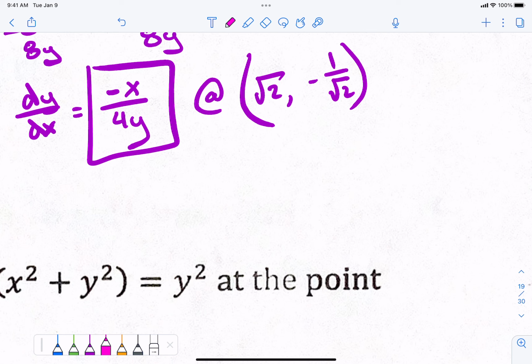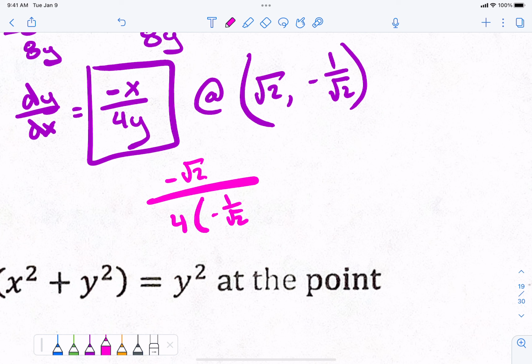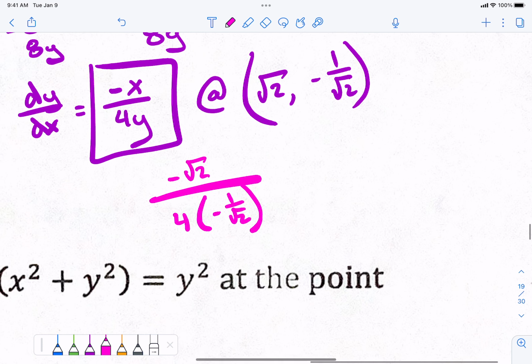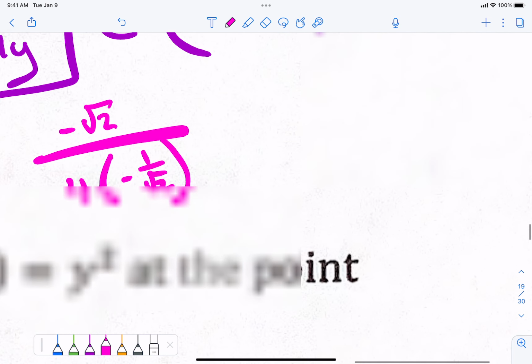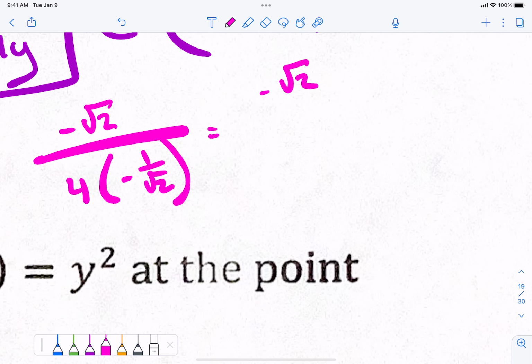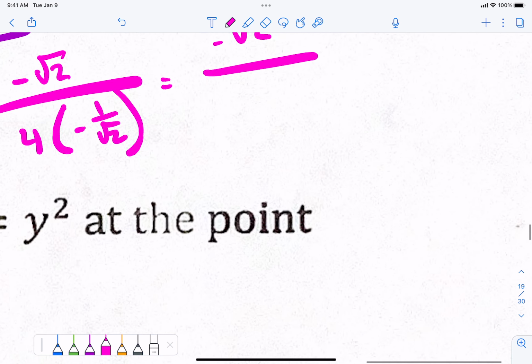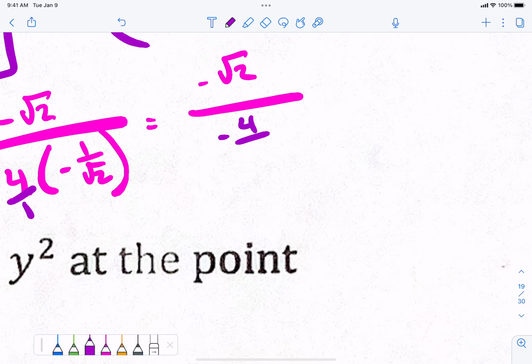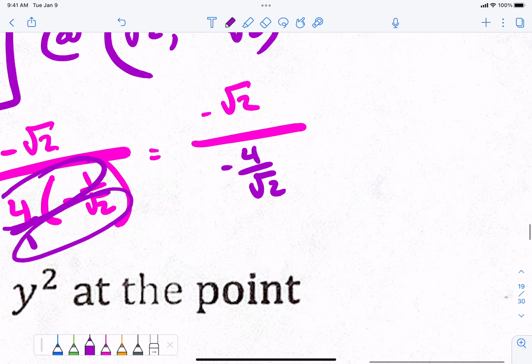All right, so I'm going to plug those in. Negative square root of 2 goes on the top. 4 times negative 1 over the square root of 2. Okay? This is actually going to come out not so bad. Let's do the bottom part first. On the bottom, this is like 4 over 1, over the square root of 2, basically. Negative 4 over the square root of 2, over 1. I multiplied the 4 and the 1 and the square root of 2 and the 1, right? Negative 4 over the square root of 2, okay?